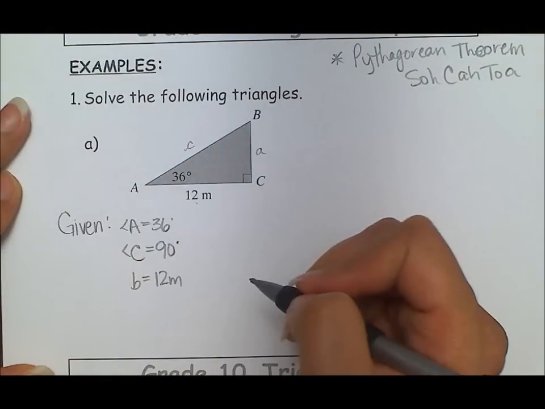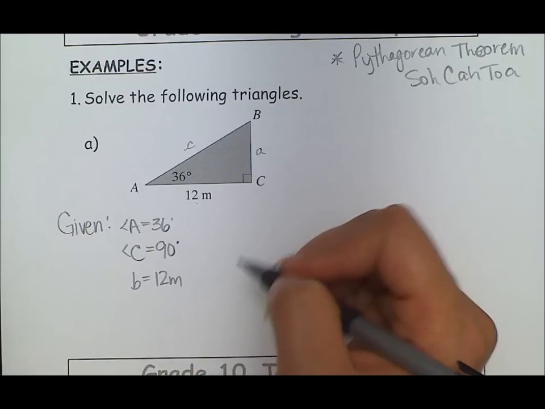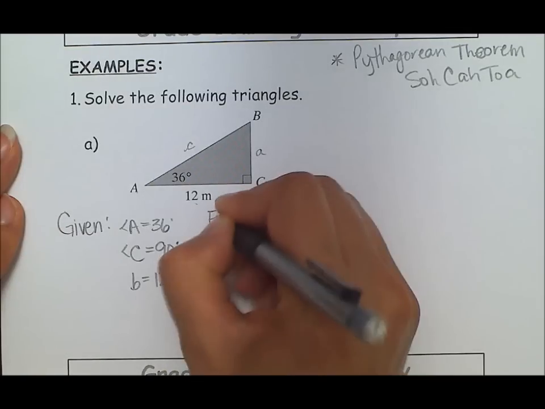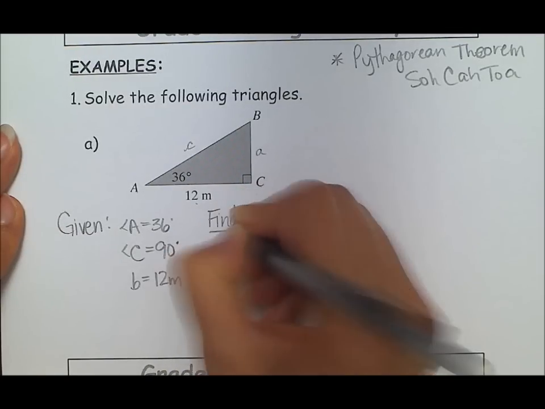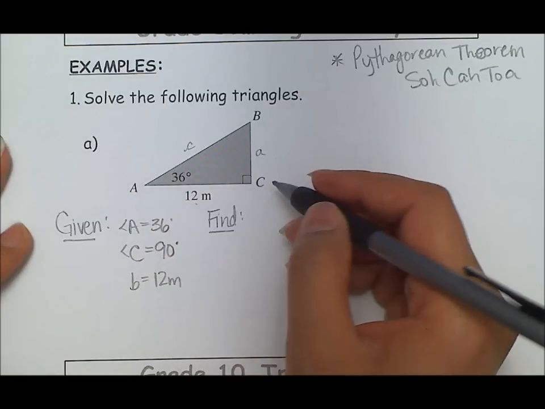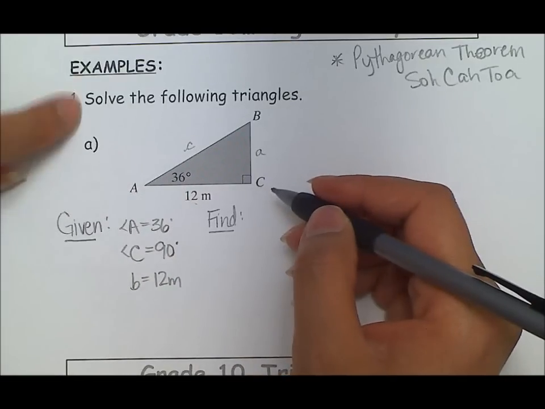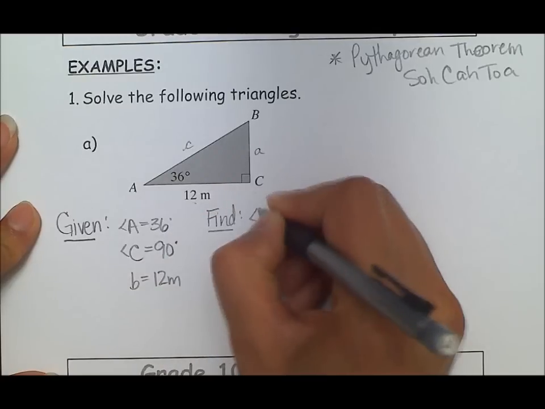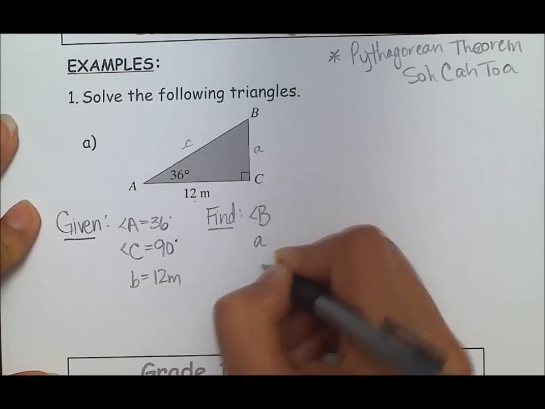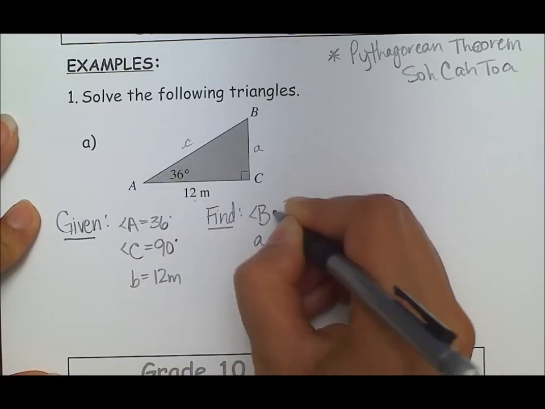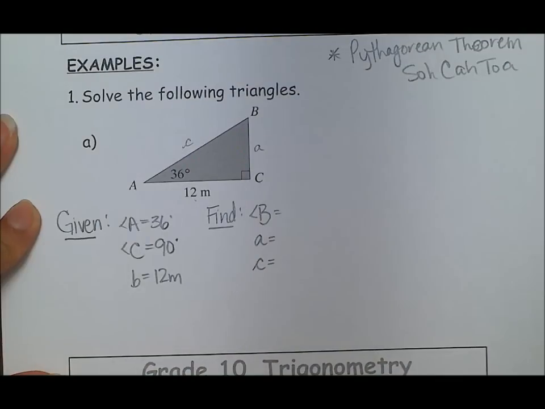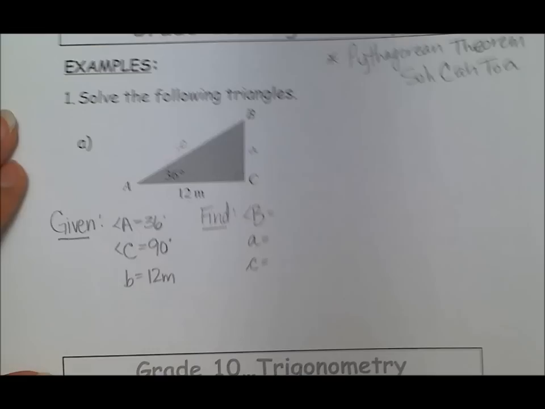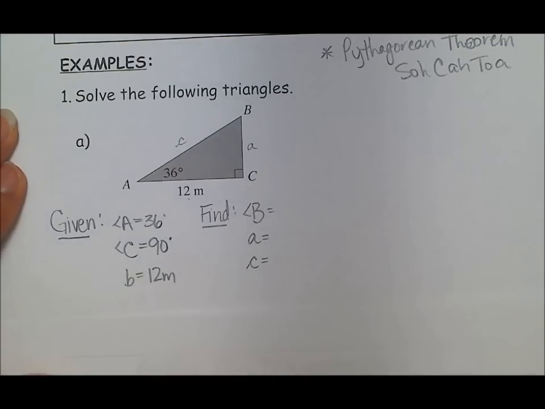So the information I still need to find is the rest of the triangle. Okay, so solve means to find all missing angles and sides, and so I'm missing angle B, I'm missing little a, and I'm missing little c. So those are the pieces of information that I do need to solve for. So what's the easiest piece of information to solve for? Well, in this case, the easiest thing to solve for is angle B.